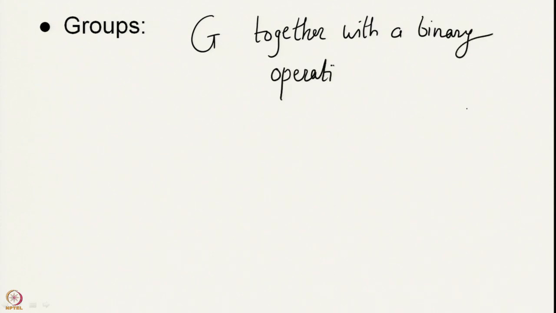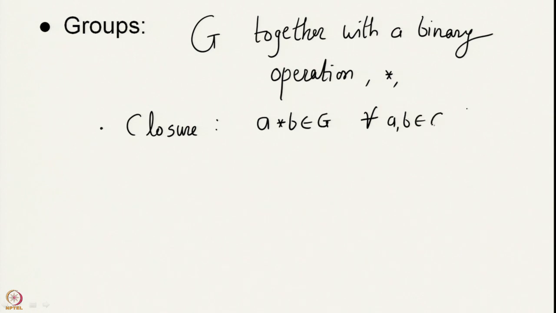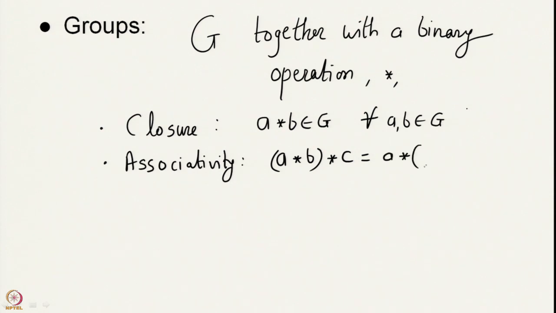So this is a G together with a binary operation. Let us denote it by star. Then the first property says that the set be closed under this binary operation, which means that A star B belongs to G whenever you have A and B coming from G. The second property says that we have associativity, which says that (A star B) star C is equal to A star (B star C) for every A, B, C in G. This means that when you are applying the binary operation, the order in which you apply this operation is not important.